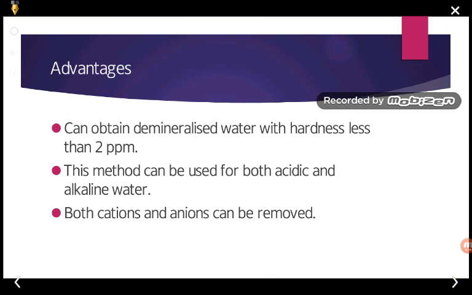Coming up to the advantages. Every process has certain advantages and limitations. The first advantage is that demineralized water can be obtained with a hardness of less than 2 ppm. So we can say that water hardness can be easily removed by means of demineralization, down to 2 ppm.